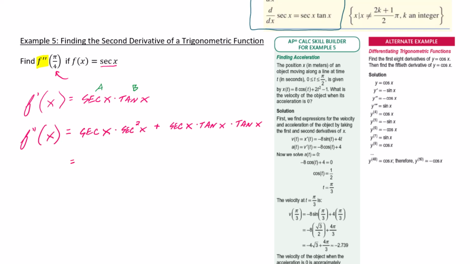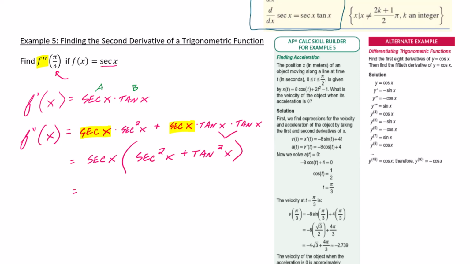So we can likely see that this is really something that we could factor. Looks like they both have a secant, so instead of me combining the secant with the secant squared and making it secant cubed, which I could do, I'm going to go ahead and do this more as a factor approach. I'm going to take secant of x out front. That leaves me the secant squared of x from this first term, added with, and then the tangent times tangent right here, that's really tangent squared of x.